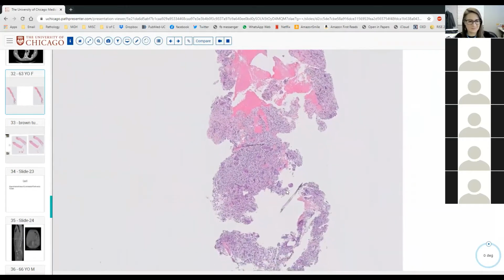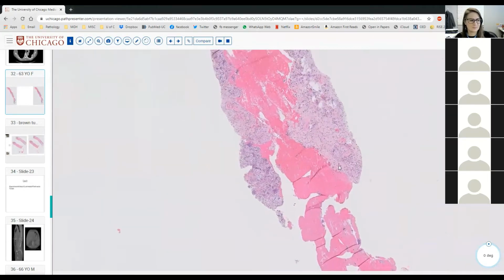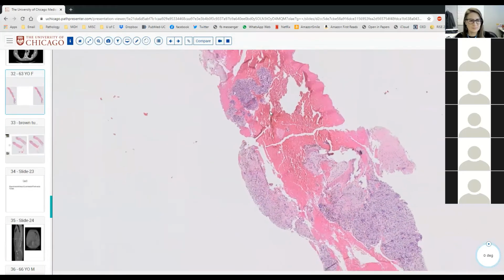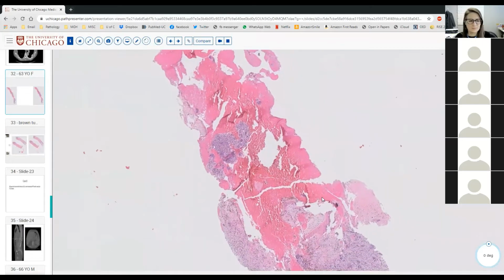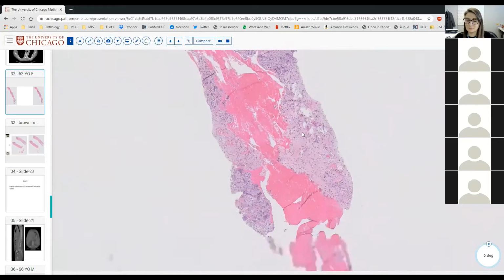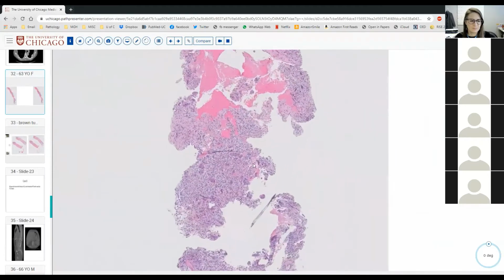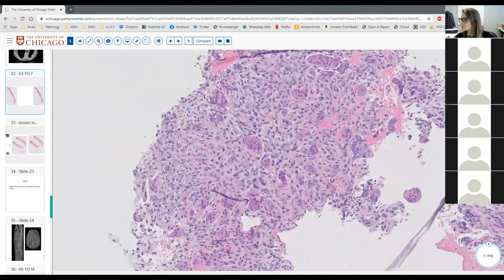Good. So on a lower power, we see some extravasated blood, and then we see these cellular areas. With these two elements present in a core, there are certain things that come into your brain. Two of them: one is ABC, the other one is a giant cell tumor, because a lot of giant cells are there. The other possibility could be myositis ossificans, but I don't see, are we in the muscle? Yeah, no, we are not.